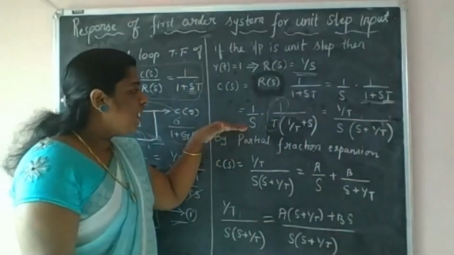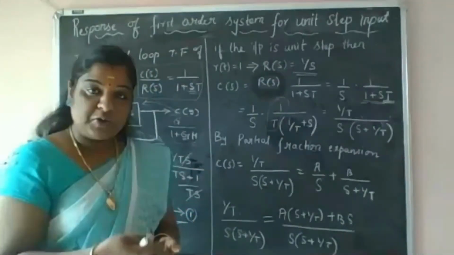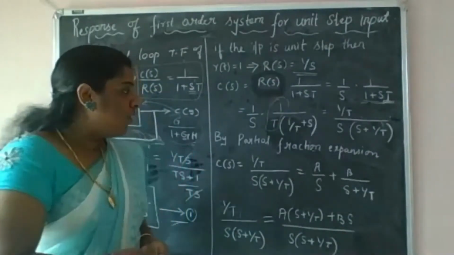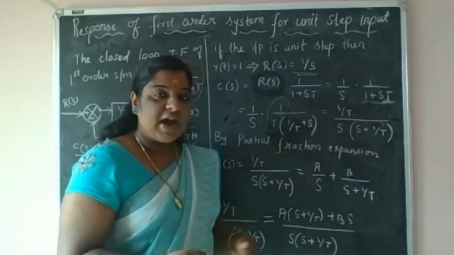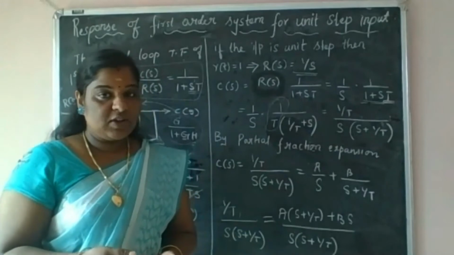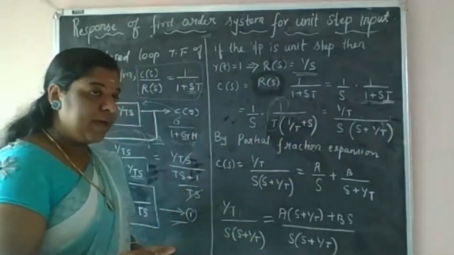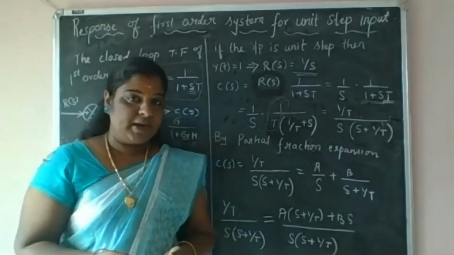So now how we have to solve this: for a time response analysis, we have to find out the value of C of t. What we can do is solve this term, and then take the inverse Laplace transform to find the value of C of t, right? For time domain analysis, we have to convert the C of S domain to the time domain.